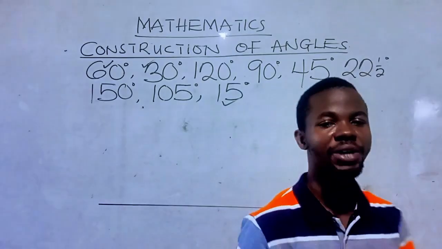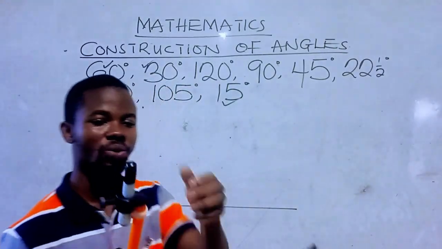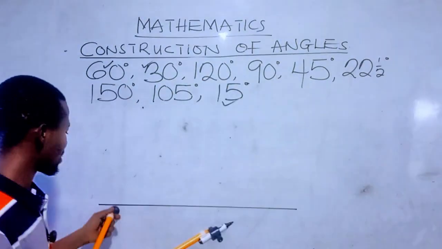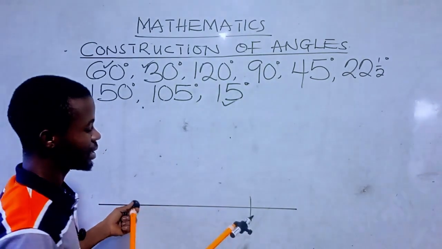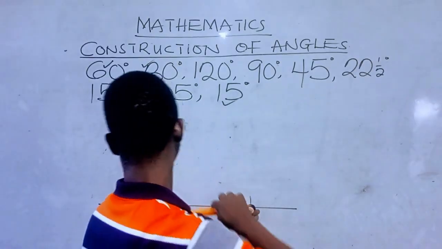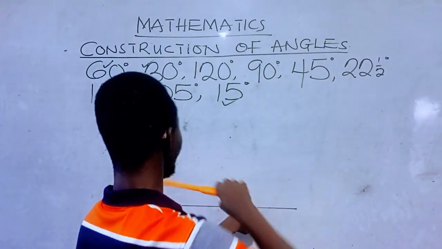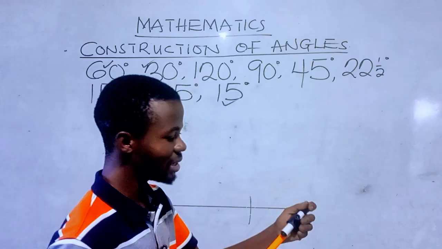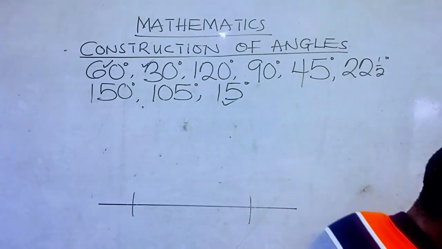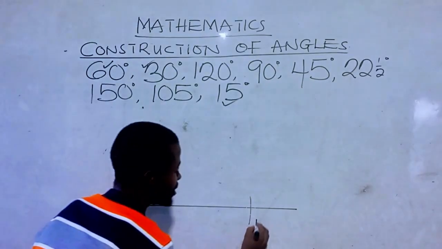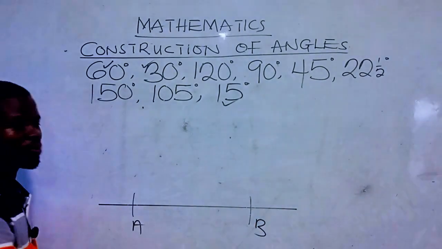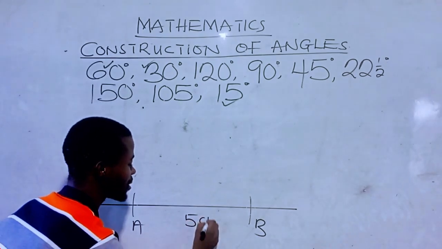You open to the required length, the length that they will give you. You stand at one end, then you make an arc. And you stand on the arc you've just made, then you make another arc. You name your line segment. So let's say here is A, here is B, and my length was 5 centimeters.